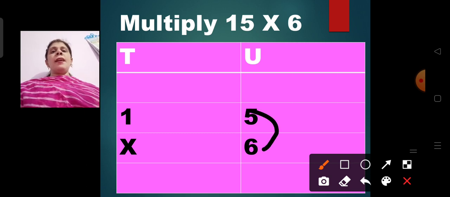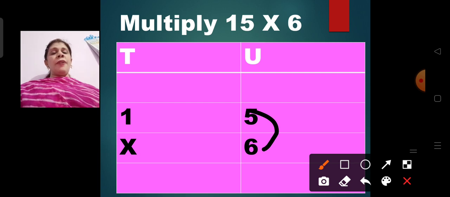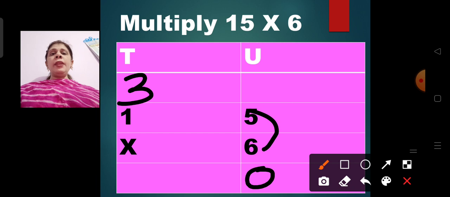5 6s are... 5 ones are 5, 5 twos are 10, 5 threes are 15, 5 fours are 20, 5 fives are 25, 5 sixes are 30. So for 30, I will write 0 here and 3 I will carry over.